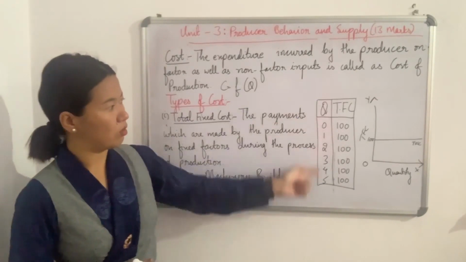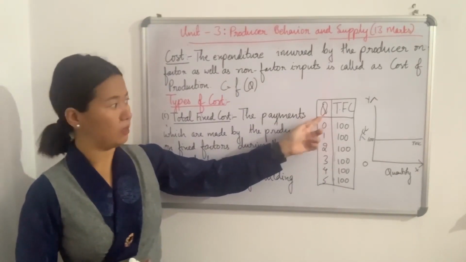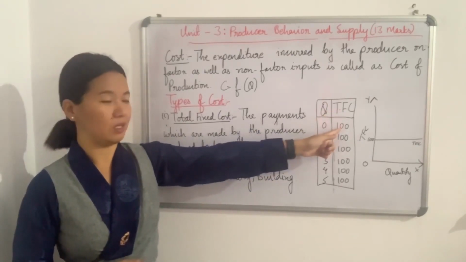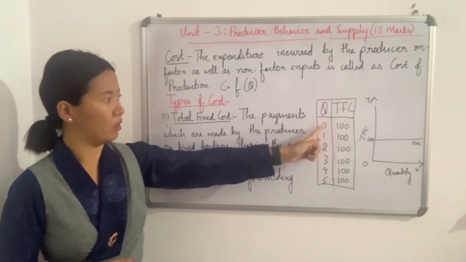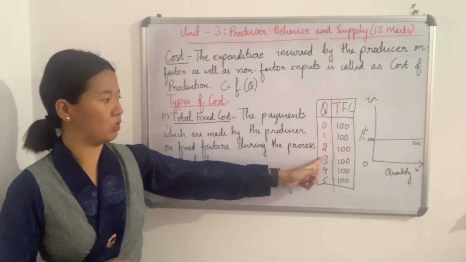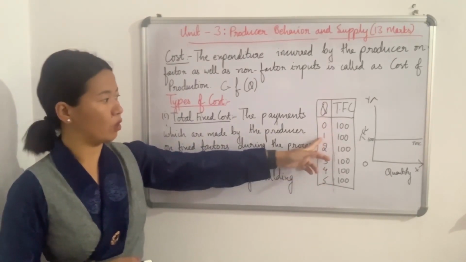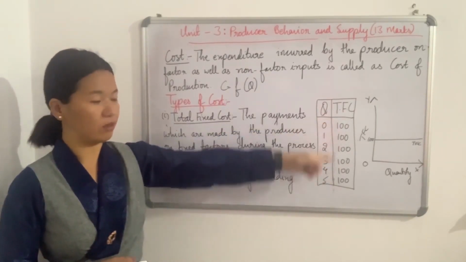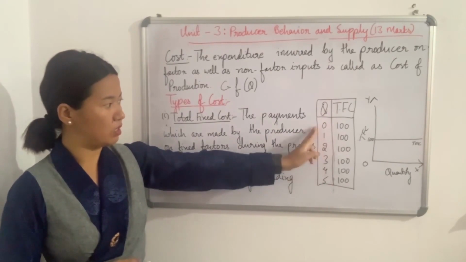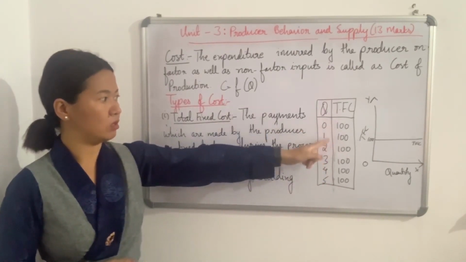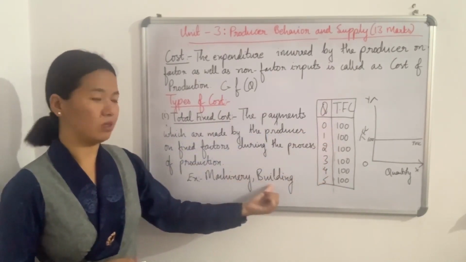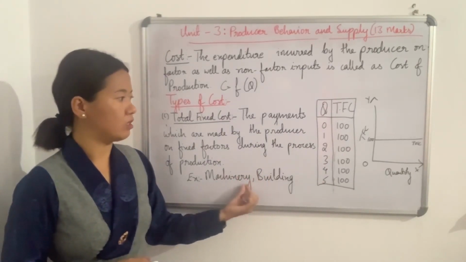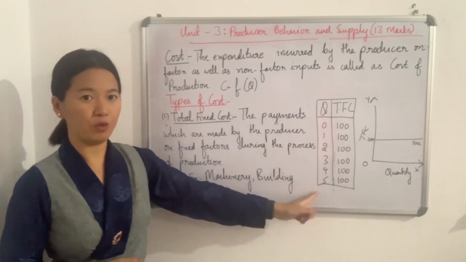Let's go through the schedule. Q refers to quantity. When there is no output, or when there is 0 production, total fixed cost is 100. Even when the production increases 1, 2, 3, 4, 5, even when the quantity increases, the total fixed cost will remain the same. These are the costs which do not change with change in output. The fixed cost is on the fixed factors, which are used for many years, so these costs remain the same even if the output changes.